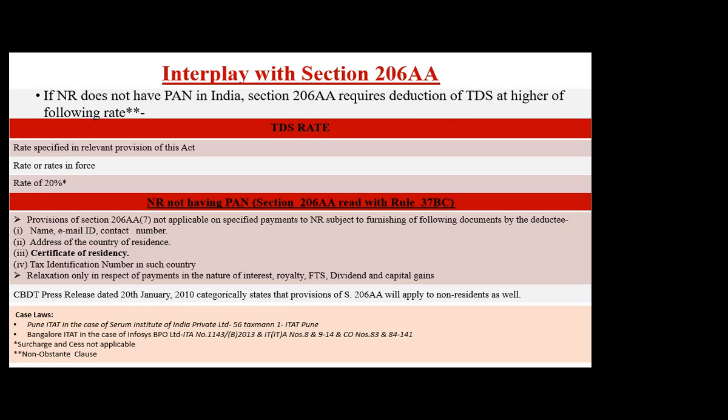They had given a relaxation, in case where you do not have a PAN, to certain categories of payments, subject to the condition that you have those four types of documents available with you: name, address, TRC, and TIN number.